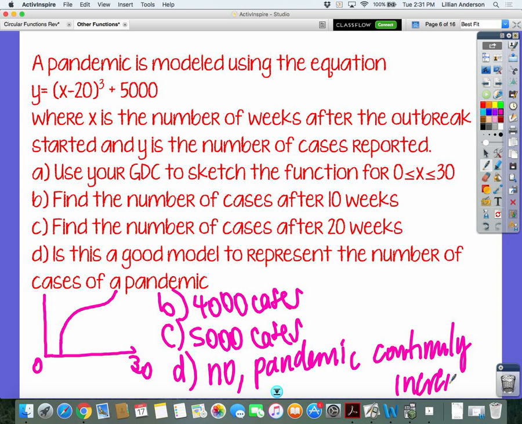Pretty much, and then we just start over. Pandemics happen, like the flu. Flu's killing people. Alright? Questions about cubics?